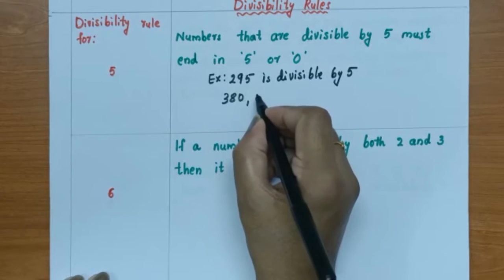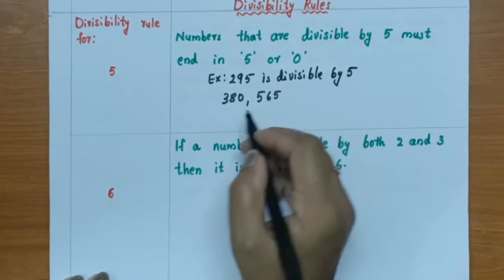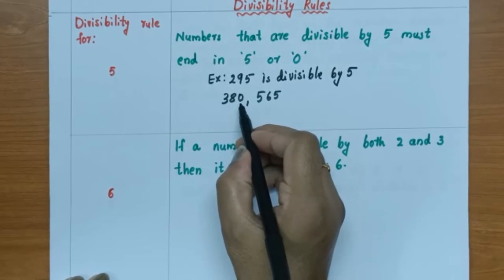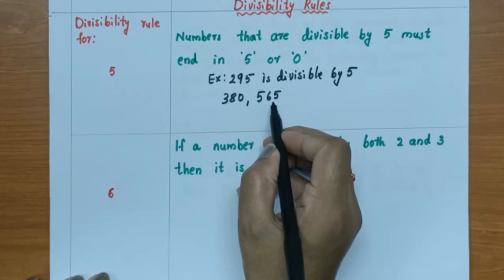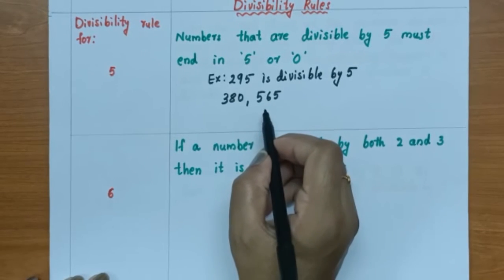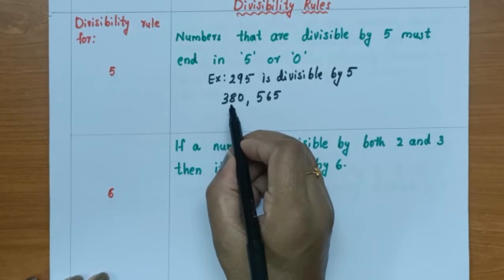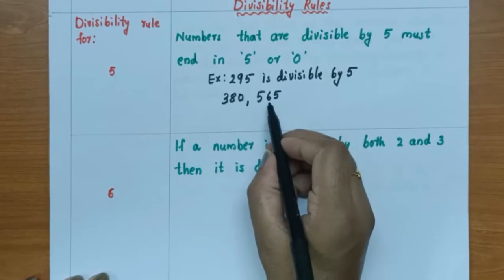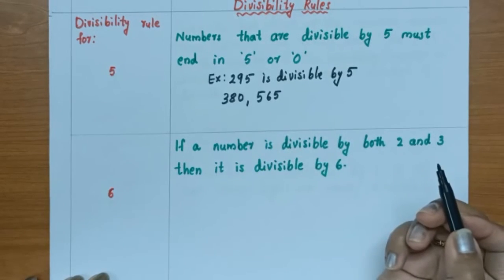Same as 380, 565, all here the last numbers are 0 or 5. That entire number is divisible by 5. That means 380 is divisible by 5. 565 is also divisible by 5.